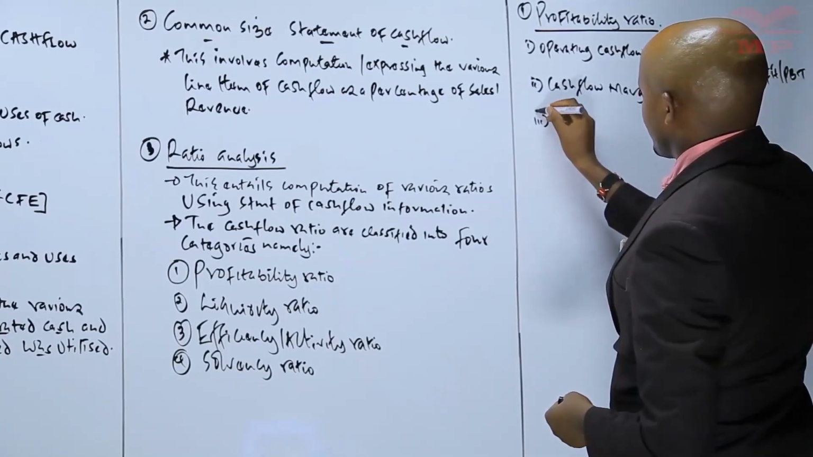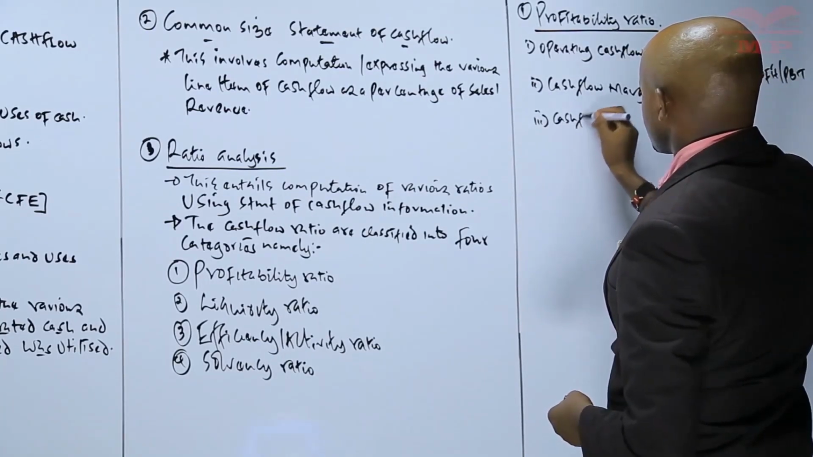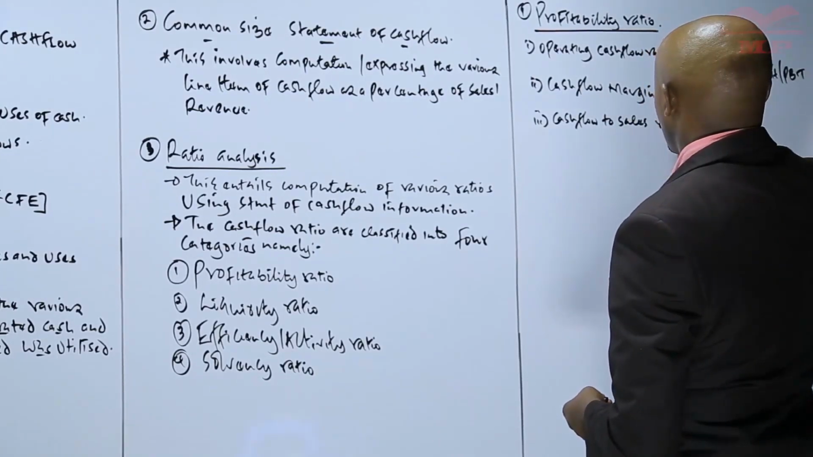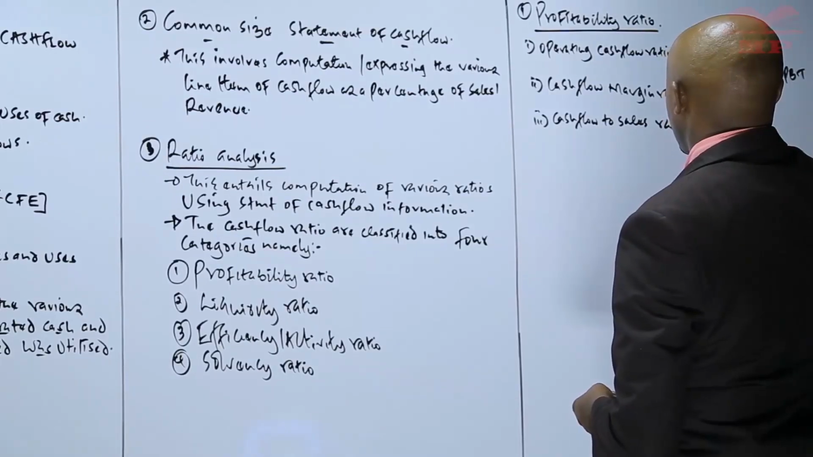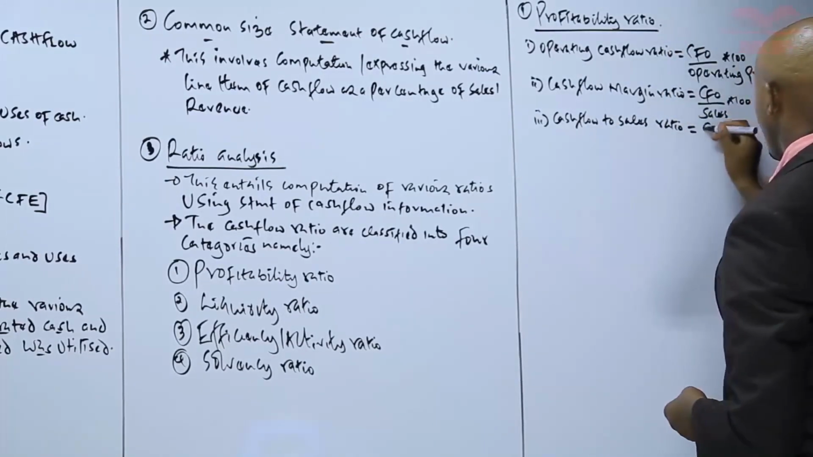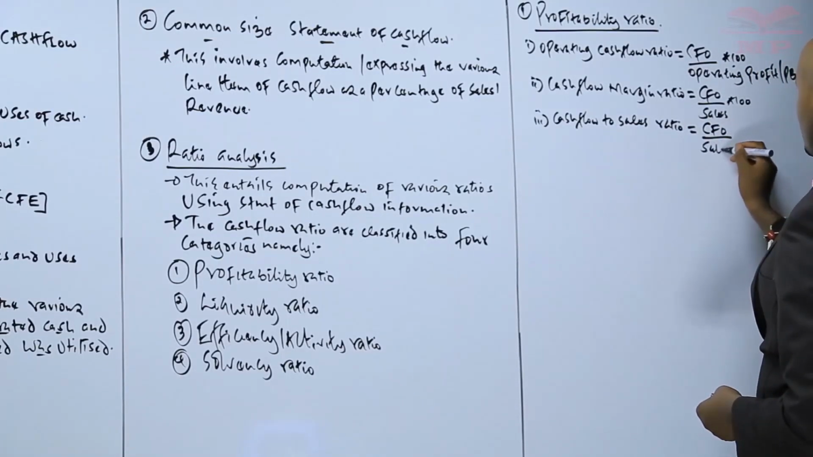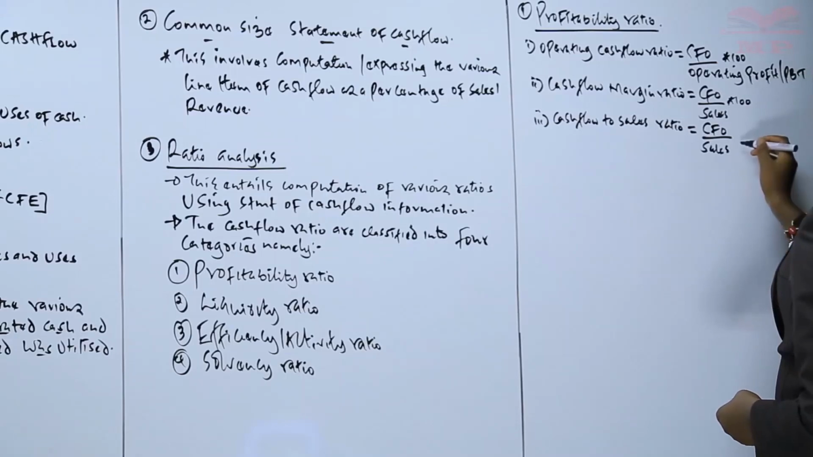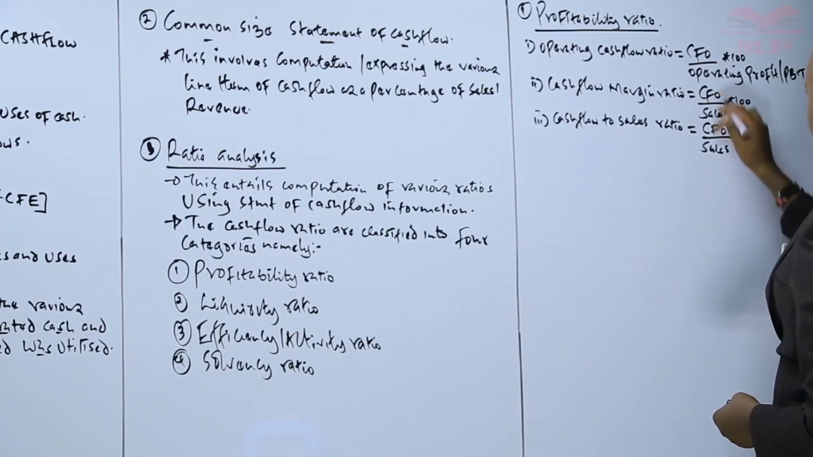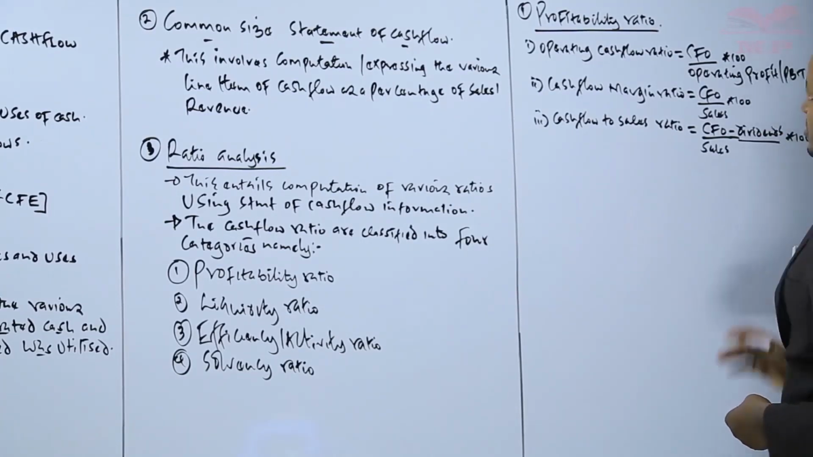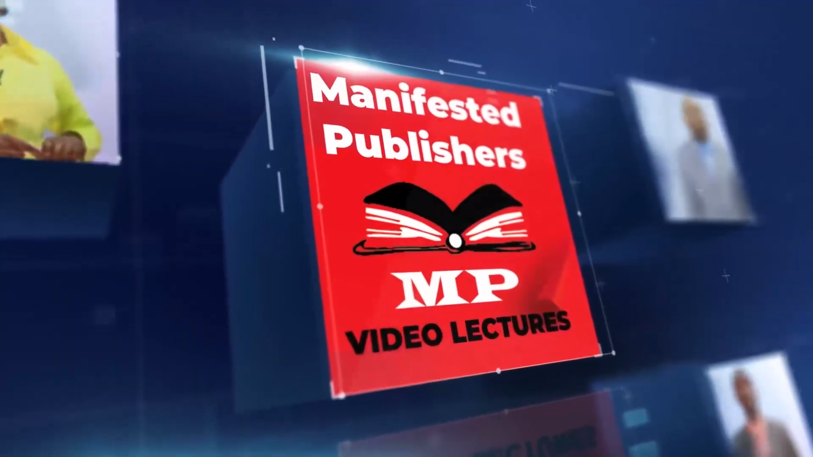Number 3, we have the cash flow to sales ratio. Still, this ratio is very simple because we are computing cash flow from operation to what? To sales. So that means we divide that by the sales. Although in this case, to differentiate the two, here we deduct dividends, and then we express that as a percentage.